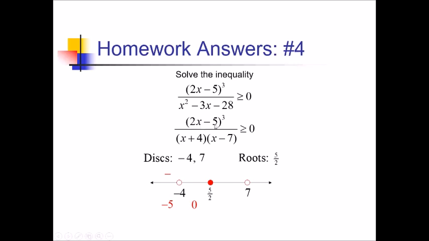2 times 0 minus 5, that's just negative 5, which is negative. 0 plus 4 is positive, 0 minus 7 is negative. So I have an even number of negatives, either 2 or 4, depending on how we think about it. That's going to come out positive.